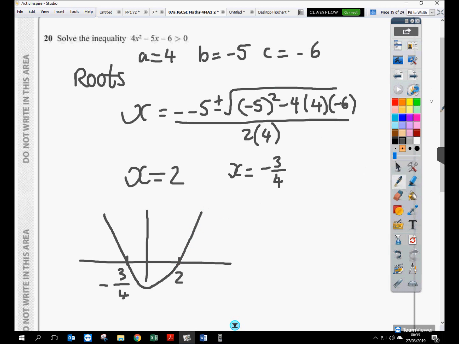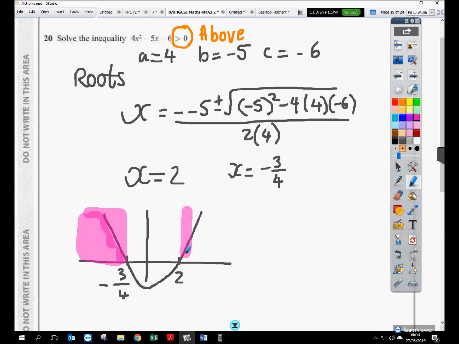Okay. Now we're interested in greater than 0. Greater than 0 means when is the graph above the x-axis? What I'm going to do now is shade the region where the graph is above the x-axis. So this bit here. If you like, it's actually all of this section here.